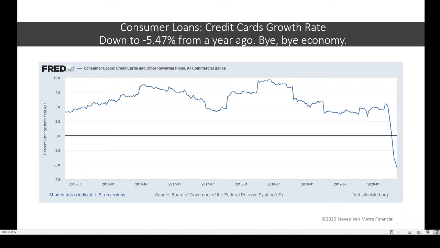And again, here you see another strong view that there's no growth, no green shoots: the consumer credit card growth rate is down. Again, 5.47% from a year ago. This is highly unusual to begin with, and so we're not seeing any form of growth here. When consumers stop using their credit card or stop paying on them, it's not a sign of green shoots.